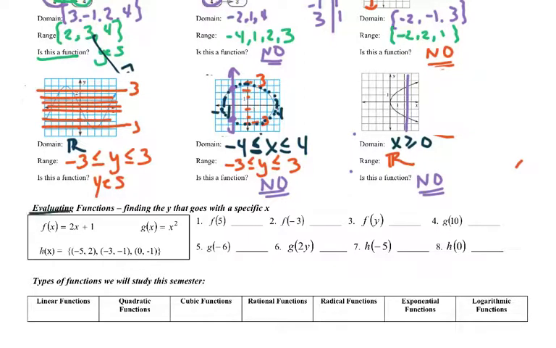You've done this before, where you would say, well, if f of x, if the function says double and add 1, and I want to know what's f of 5, you're going to replace x with 5. So you're going to double 5 and add 1. If I double 5, that's 10. If I add 1, that's 11.